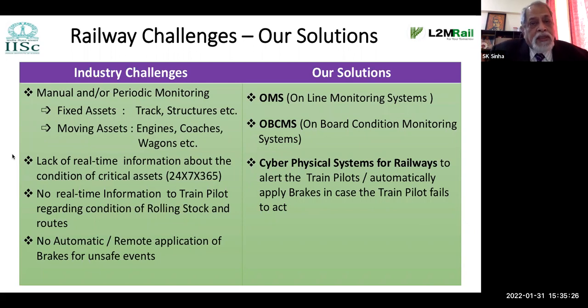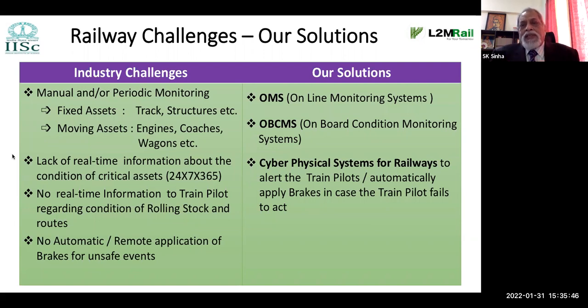If the signal is green, they will go. If the signal is red, they will stop. And if there is a critical situation, suppose for some reason the drivers are not in a position to do their work, they get incapacitated for some reason, there is no way we can apply brakes remotely.